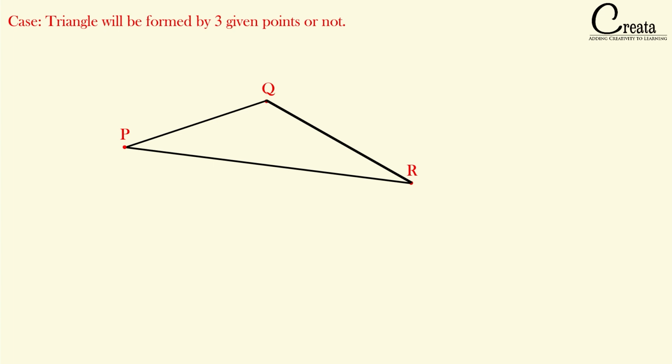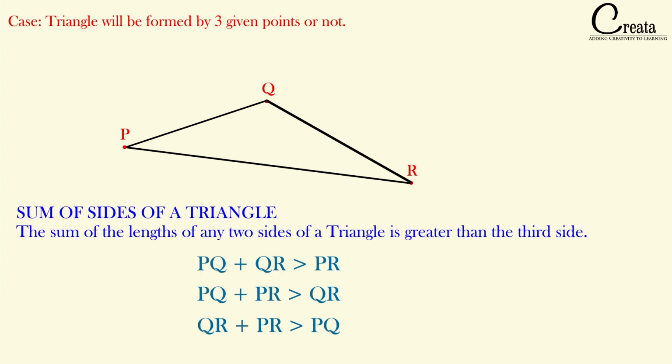So how will we check? The fundamental is that the sum of two sides of the triangle should be greater than the third side. If the sum of two sides is not greater than the third side, then the triangle will not be formed. Got it? 3 points are given. Firstly, we will calculate the distance between the 3 points, that is, we will calculate the sides of the triangle. Then we will check that the addition of two sides is greater than the third side.